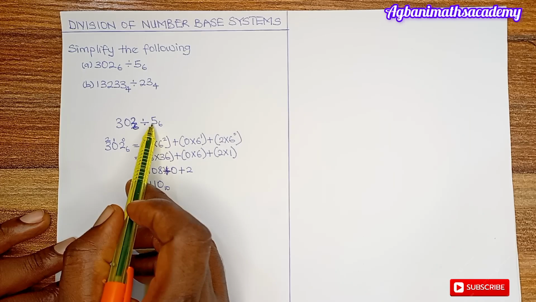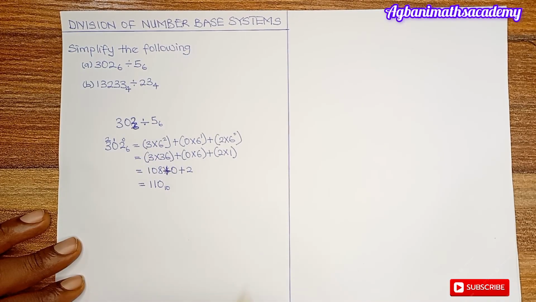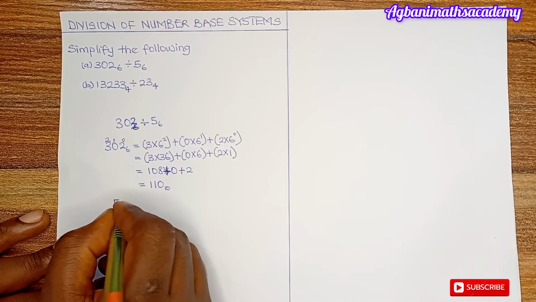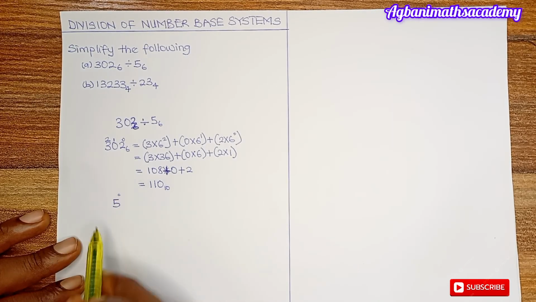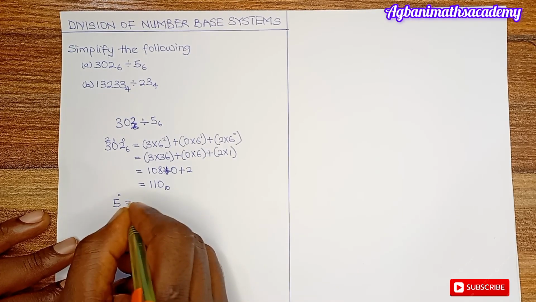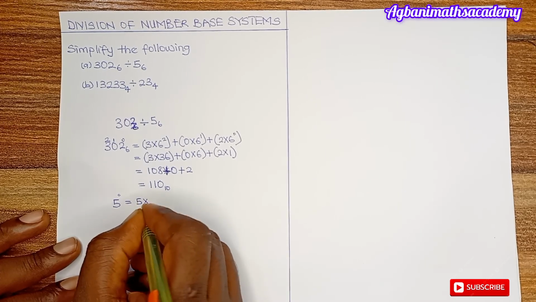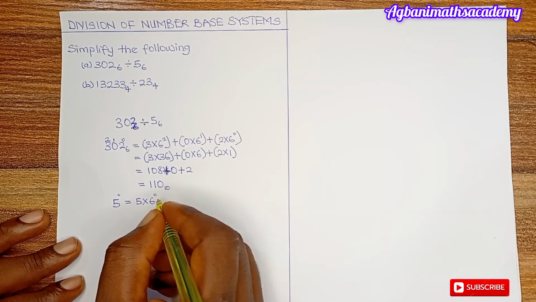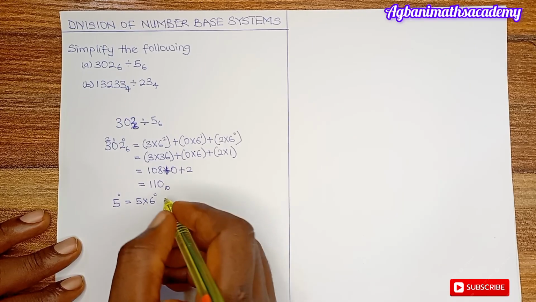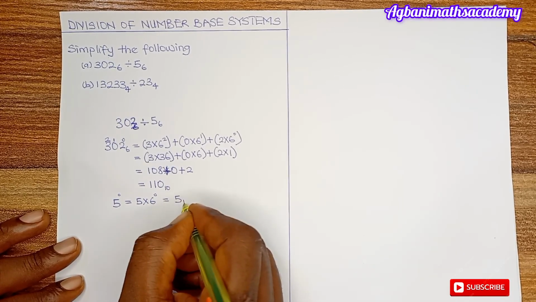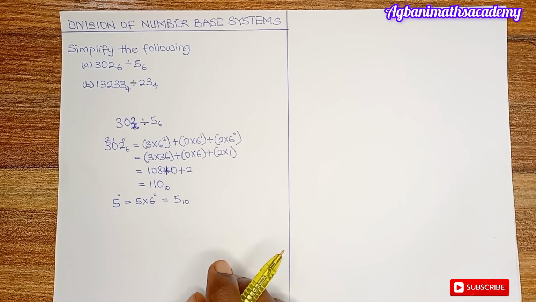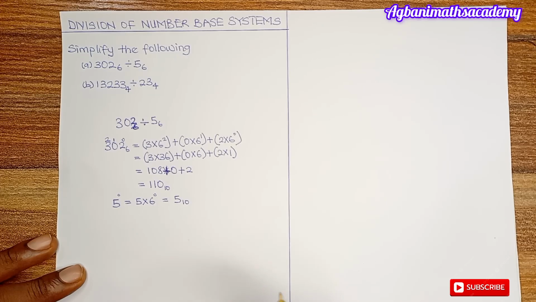Next, we are going to convert 5 base 6 to base 10. So we have 5, and above 5, we're going to have 0 because it's just the unit number. So this will be 5 multiplied by 6 to the power of 0, and we know that 6 to the power of 0 is equal to 1. So 5 multiplied by 1 is equal to 5 base 10. So 5 base 6 is also the same as 5 base 10. So we have converted 302 base 6 and 5 base 6 to base 10.